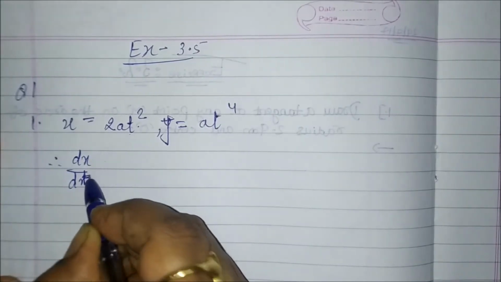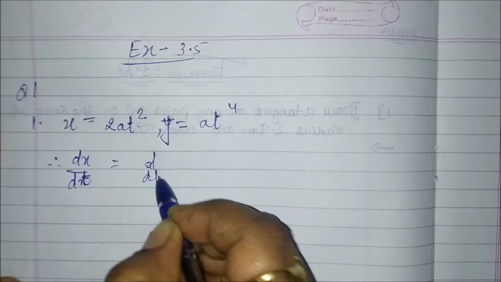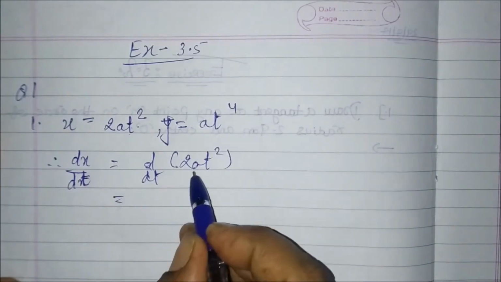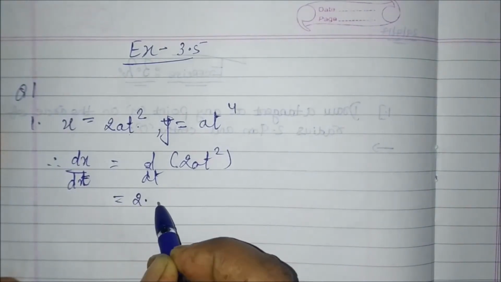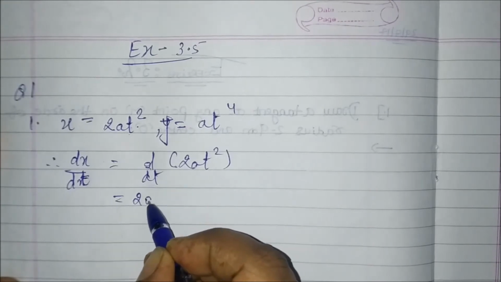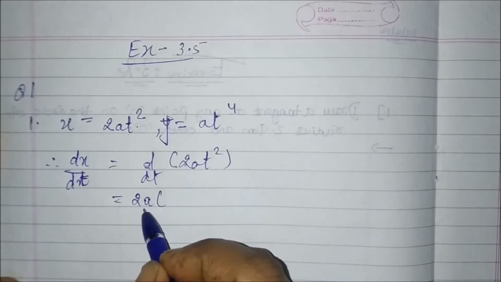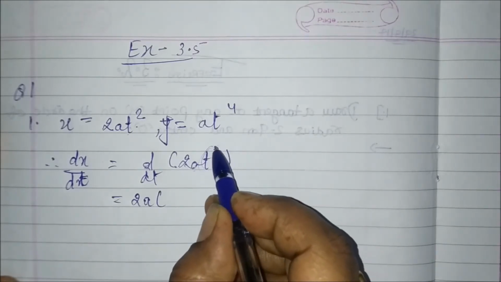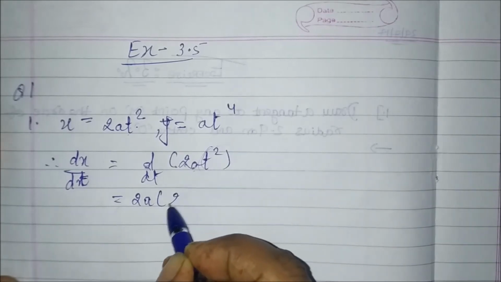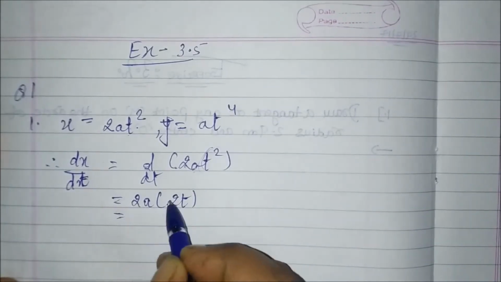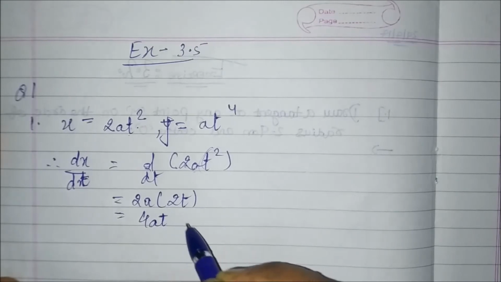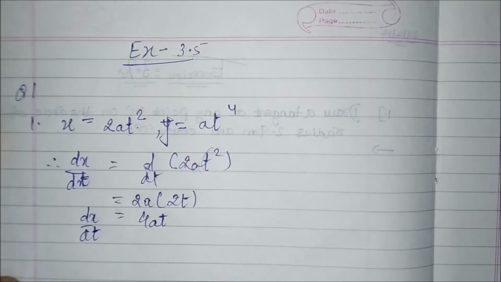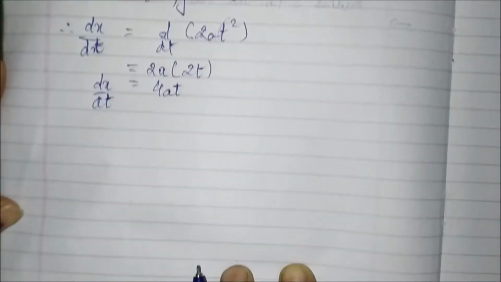dx by dt is equal to d by dt of 2at square. 2a is taken as common coefficient, so derivative of t square is 2t, so we will get 4at. This is dx by dt. Now we will find dy by dt.